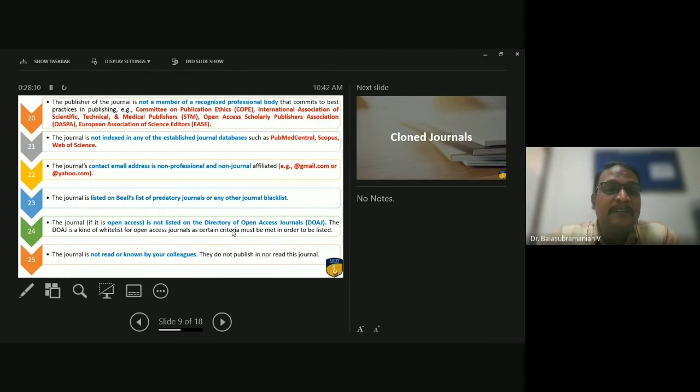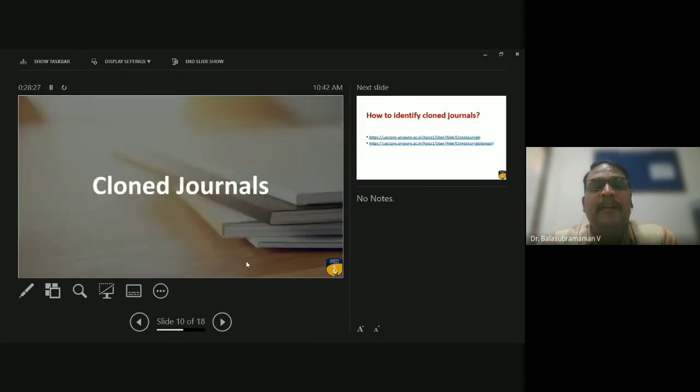And also you can see the last one: it cannot be referred by any colleagues, or it is unknown to your colleagues. Based on that, you can understand that it is a predatory journal. Then another type of journal is the cloned journal. How can we differentiate? Both kinds of journal have the same motive to earn money. They want to cheat us. But how can we find out?